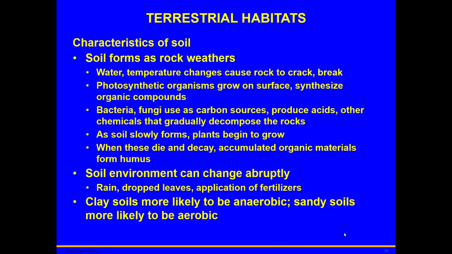Photosynthetic organisms grow on the surface, synthesize organic compounds. Some of them will die, of course. The bacteria and fungi use carbon sources, produce acids and other chemicals, and these help to degrade and decompose the rocks. Now, as soil is slowly forming, plants begin to grow in that soil. Now, obviously, when the plants die, they decay, their accumulated organic materials form humus. Okay? The soil environment can change abruptly: rain, dropped leaves, application of fertilizers. It's interesting to note that you have really a diversity of soils, from clay soils to clay loam mix to loam sandy to more sandy soils.